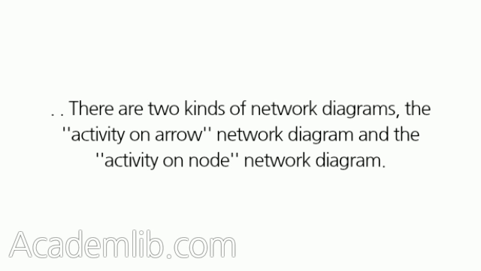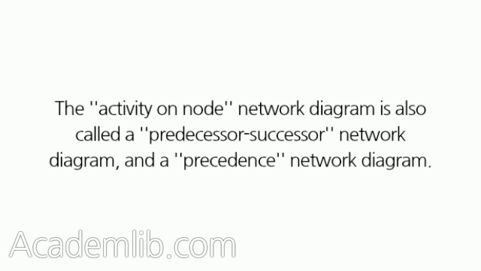Tell me more. There are two kinds of network diagrams, the activity on arrow network diagram and the activity on node network diagram. The activity on node network diagram is also called a predecessor-successor network diagram, and a precedence network diagram.